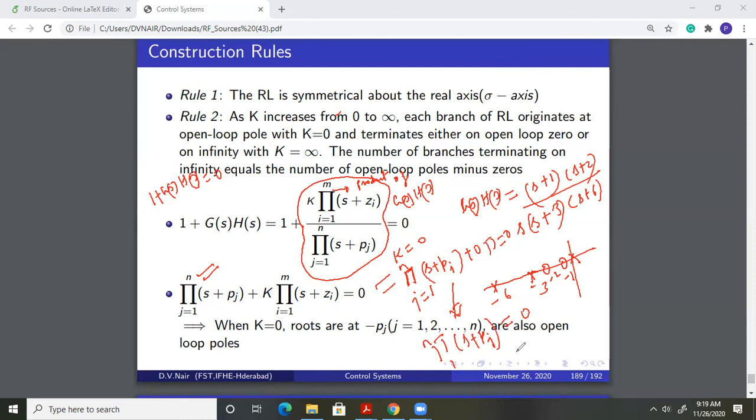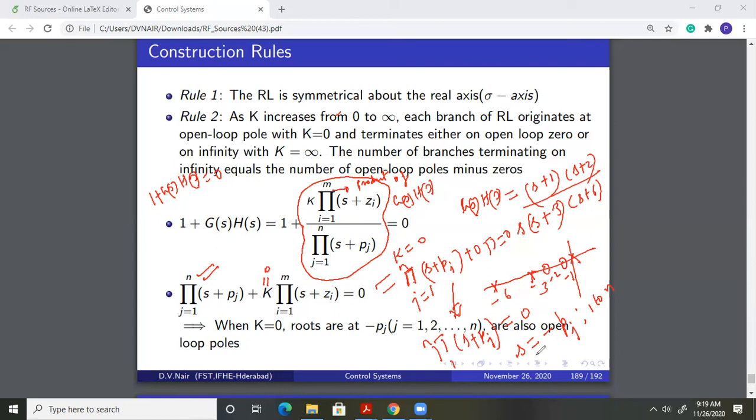What is the solution of this equation? The solution of this equation will be minus pj, where j runs from 1 to n. And what are these minus pj? They are nothing but the open loop poles. So when k is equal to 0, the solution of this equation is nothing but the open loop poles, which we see here.